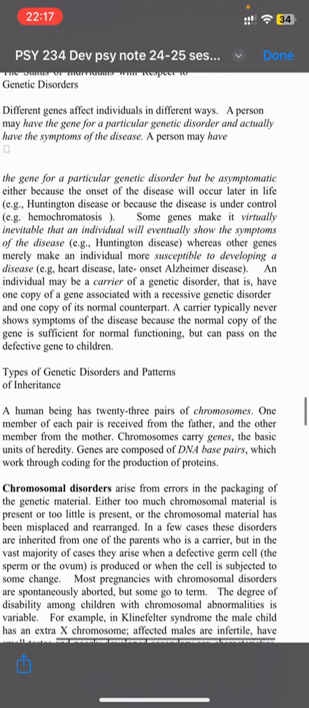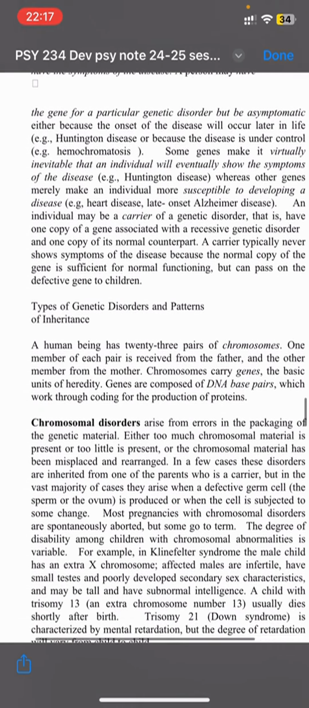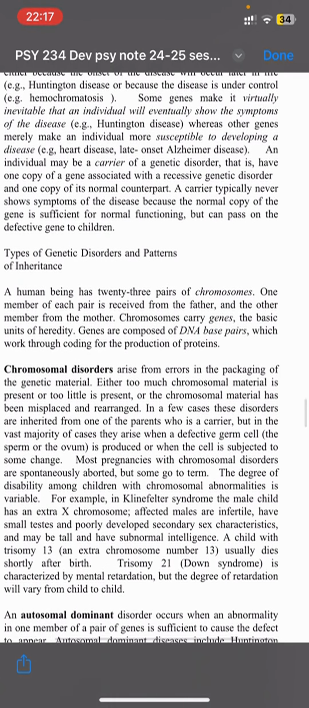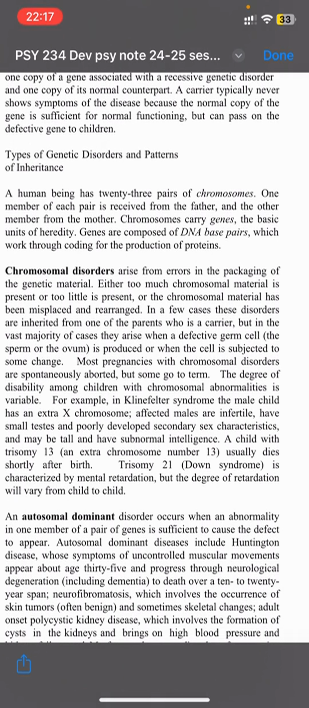Now, types of genetic disorders and patterns. A human being has 23 chromosomes. One member of each pair is received from the father and the other from the mother. Chromosomes carry genes. Genes are composed of DNA pairs which work through coding for the production of proteins.